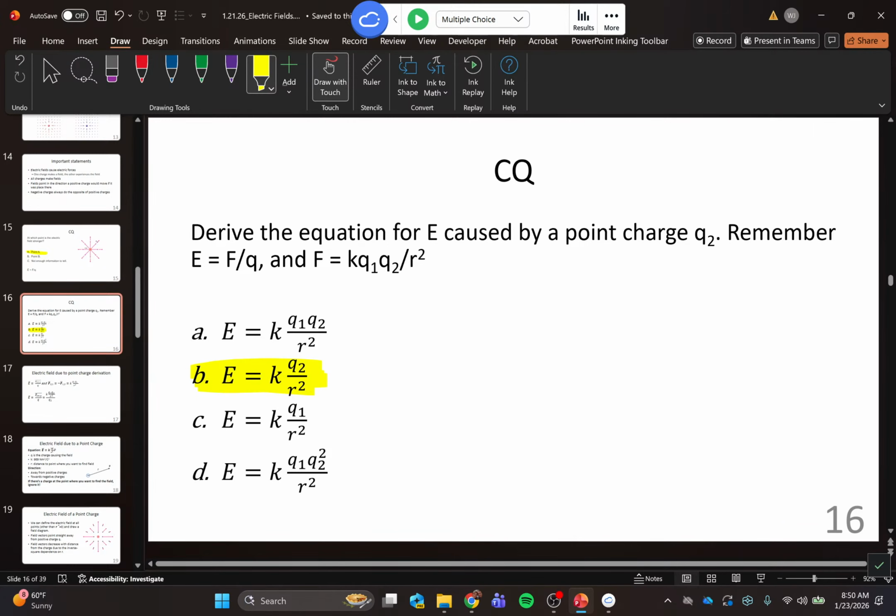I saw some of you put Q1, and that's okay. We're going to explain why mathematically it's not Q1. But the easy answer is it's not causing the field. Q2 is causing the field. Now, what's up with this Q1 then? What are we going to do about that?